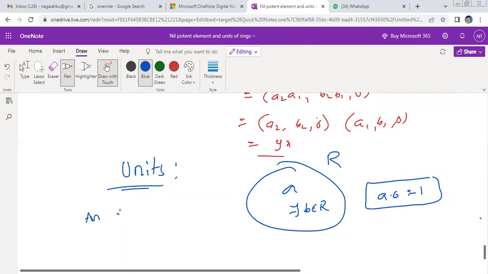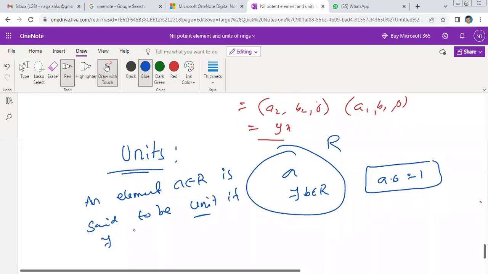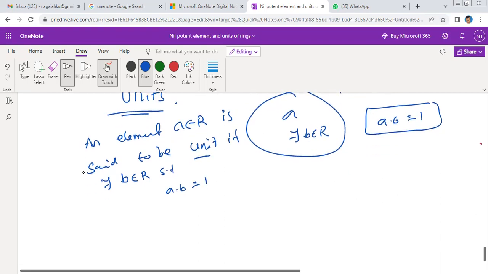So an element A belonging to R is said to be a unit, not unity. It is unit, not unity. An element A belonging to R is said to be a unit if there exists B belonging to R such that A into B is equal to, what should it be? 1. A into B is equal to 1. Then the element has a multiplicative inverse. Yes, am I correct? A is said to be a unit element, A has a multiplicative inverse.